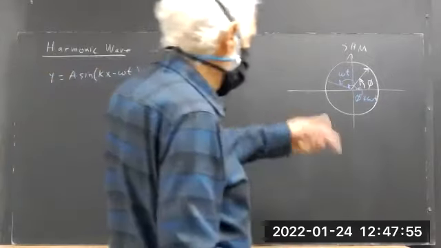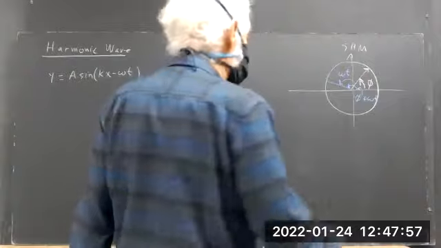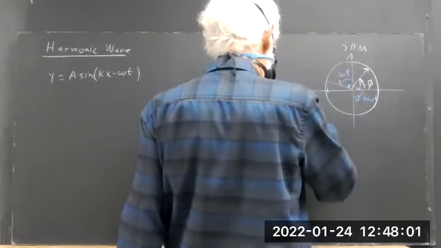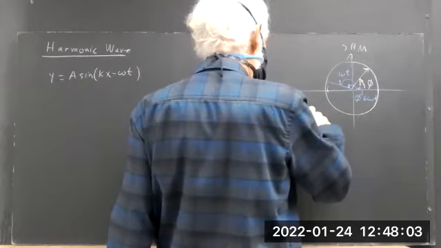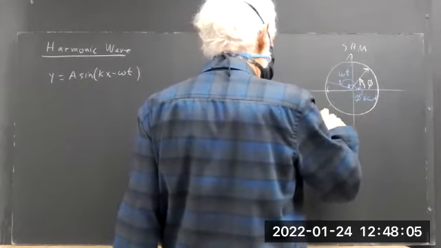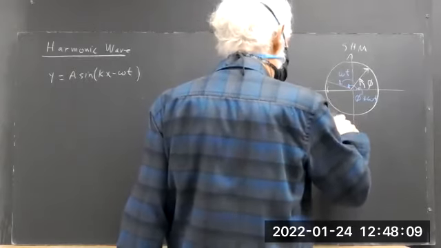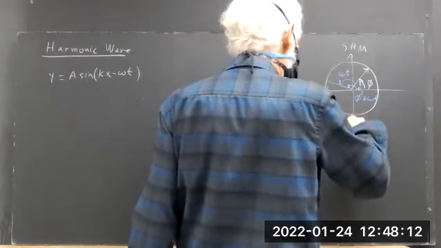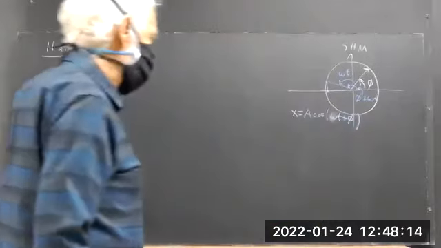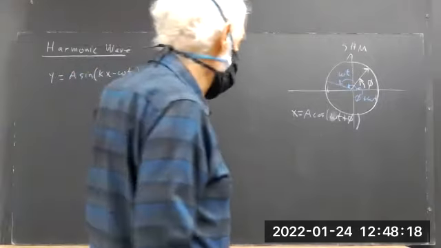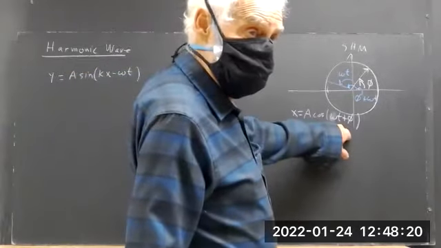Let's pick one of the two possible coordinates. I'll do omega t plus phi, which is where we usually write it, is this. That's the equation of simple harmonic motion.